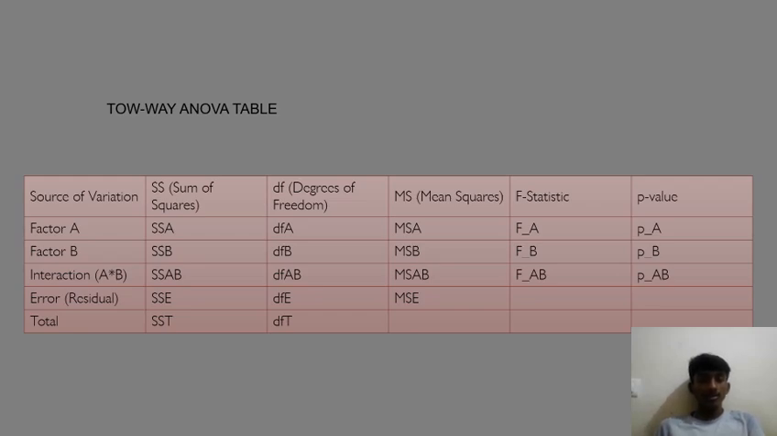Interaction between A and B: SS A×B, DF A×B, MS A×B, F for A×B, P for A×B. Error: SSE, DFE, MSE. Total: SST and DFT.